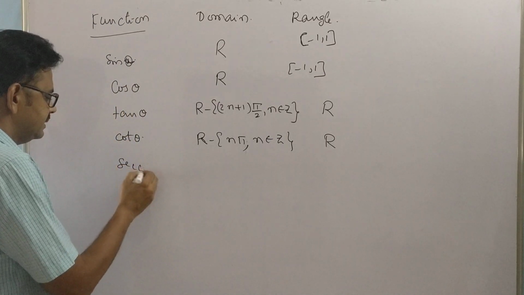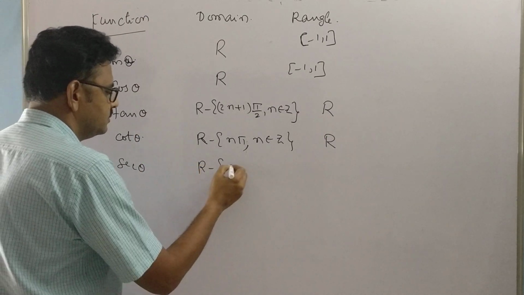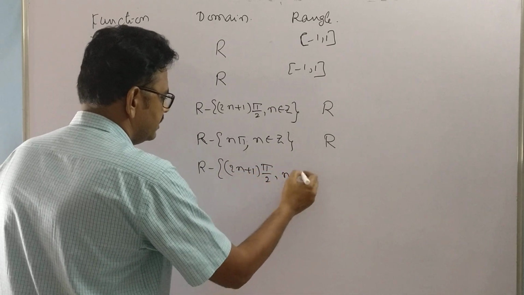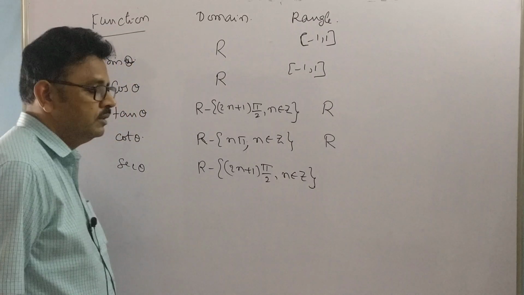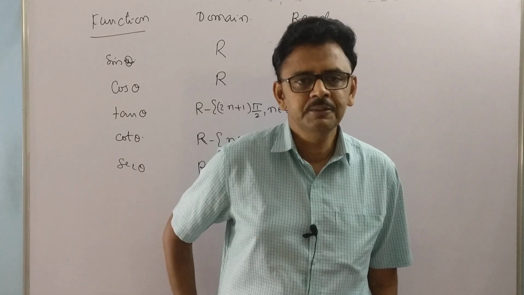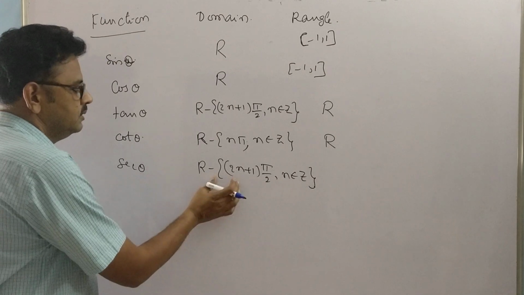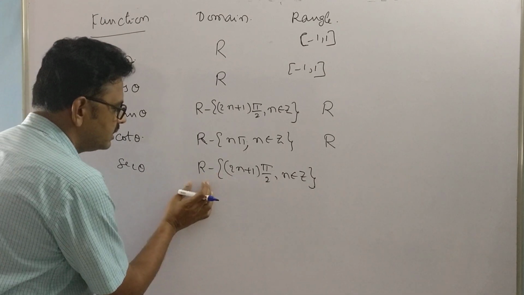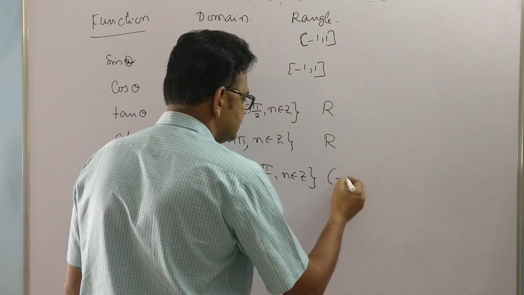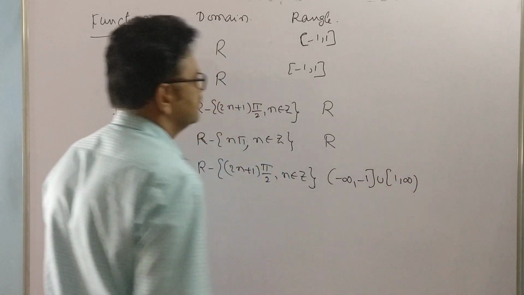Next, secant theta. This is R minus (2n plus 1) into pi by 2, where n belongs to Z. You know that cos pi by 2, cos 90, is 0, but secant 90 is not defined. So that means odd multiples of pi by 2 are not defined. Except these values, for the set of all real numbers, the function is defined. The range is minus infinity comma minus 1 union 1 comma infinity. That is the range.